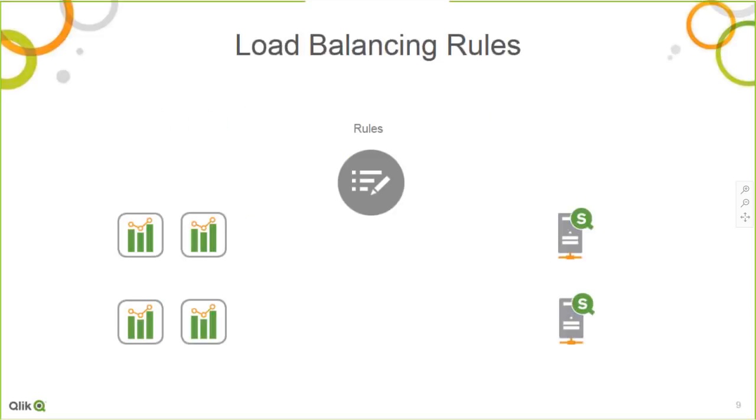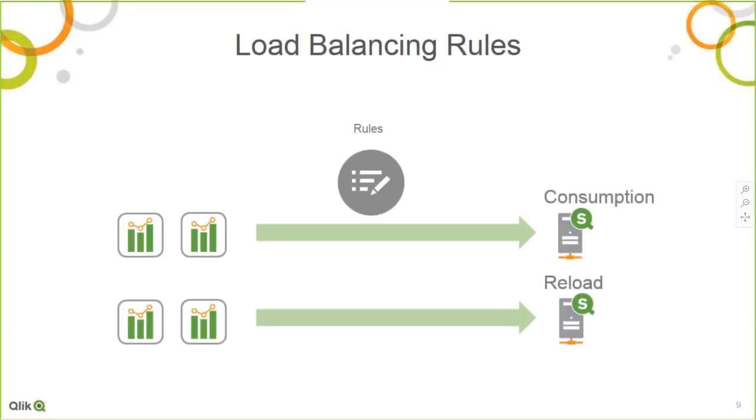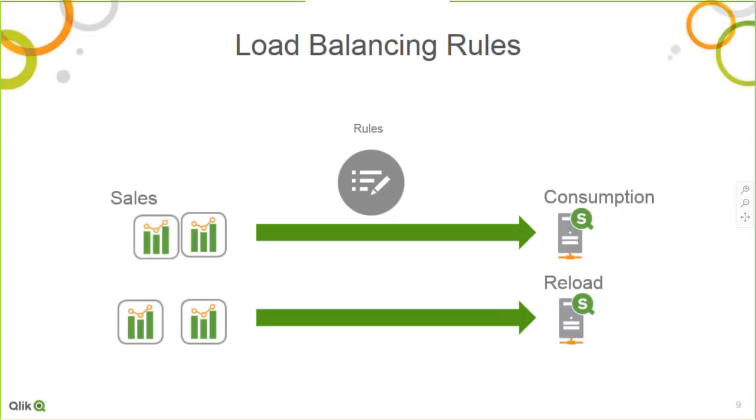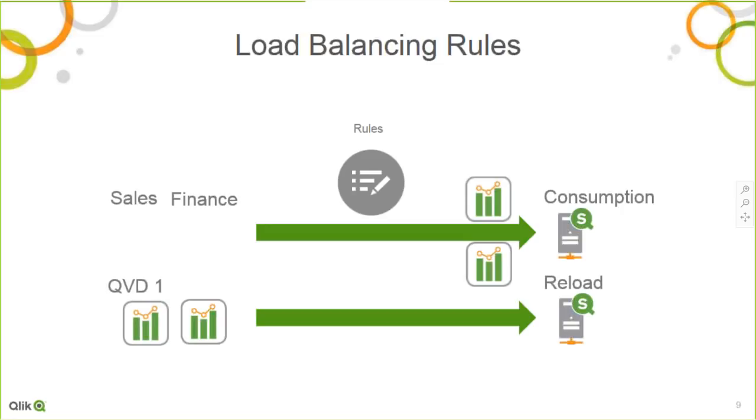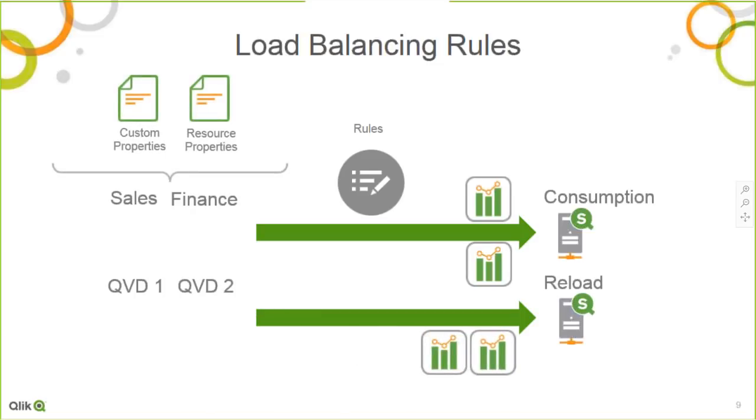Load balancing rules, which are rebranded sync rules. So hopefully you guys aren't on sync persistence, but we have the ability to pin applications to nodes based on properties. So we can do things like send sales and finance apps to certain nodes or servers and send back-end reloads to different servers.